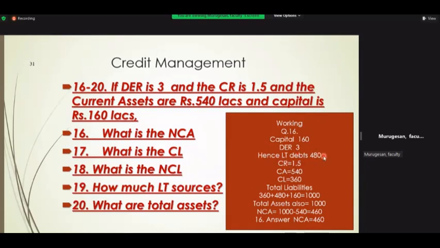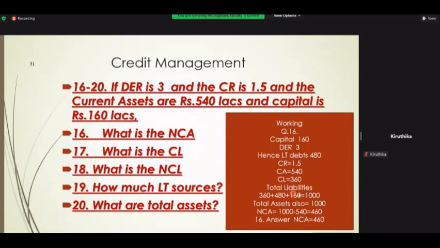It is called NCL. So on the liability side, there are always three items, and two on the asset side. Very important for a balance sheet. So here capital they have already given, and the long-term debts we have got. Now CR is 1.5, which means current assets they have given 540, so 540 divided by 1.5, 360 is current liabilities. Agreed, friends? 360 is current liabilities.